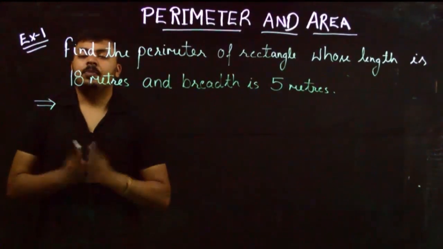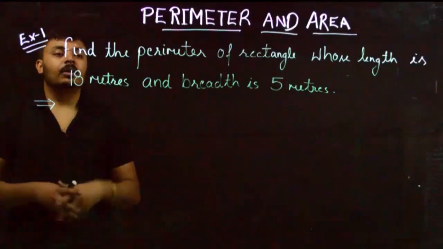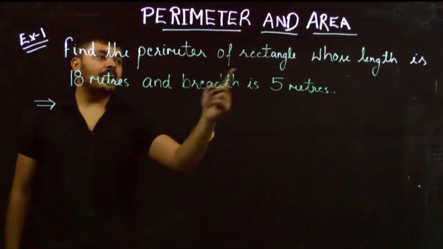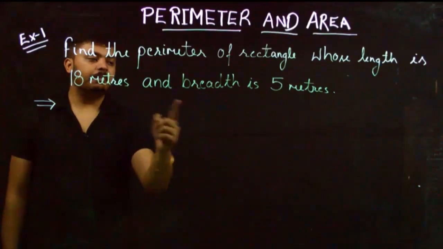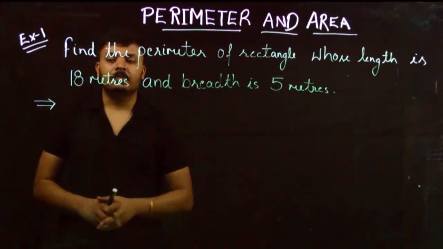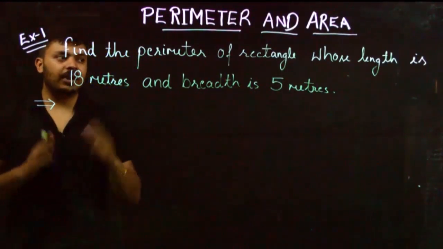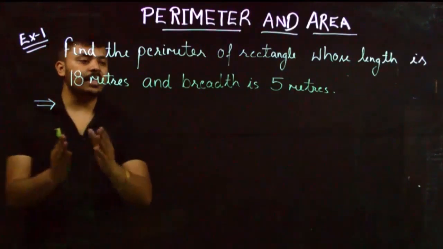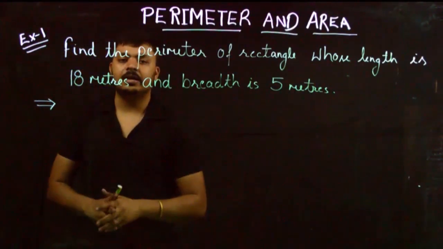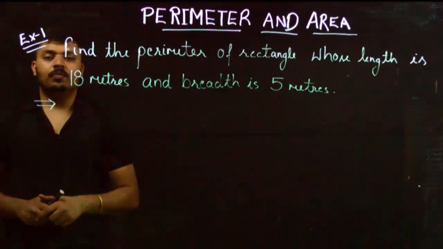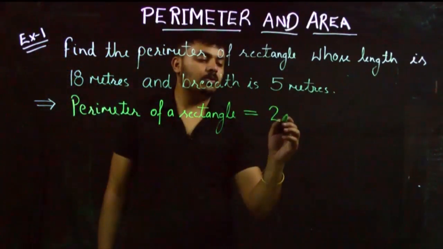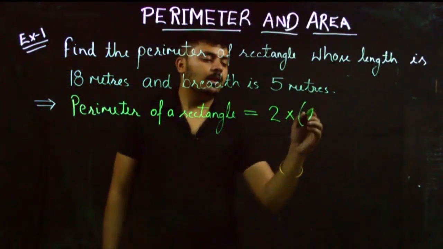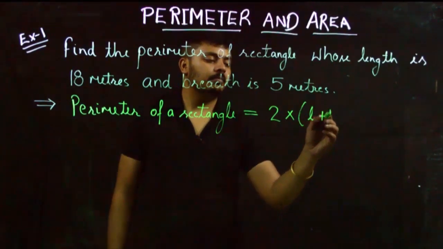So students, now look at example number 1. Find the perimeter of a rectangle whose length is 18 meters and breadth is 5 meters. So we have to find the perimeter of the rectangle and we are given the length and breadth of the rectangle. As you know, perimeter of a rectangle is equal to twice the sum of length plus breadth.